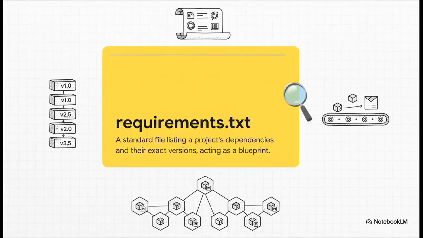And the solution, believe it or not, is just a simple text file. It's called requirements.txt. This little file is your project's official instruction manual. It's the blueprint that lists every single outside tool and, crucially, the exact version you used. This is the secret to making your project work anywhere, for anyone.